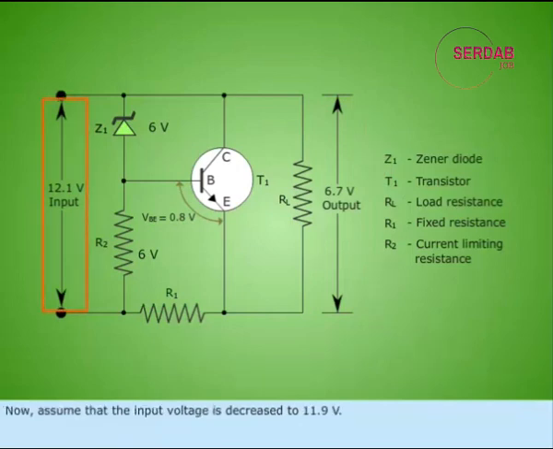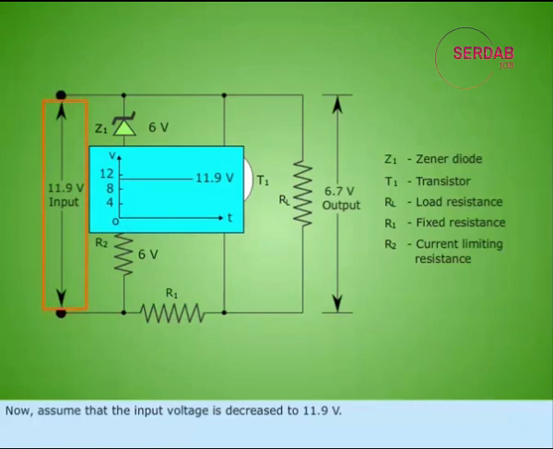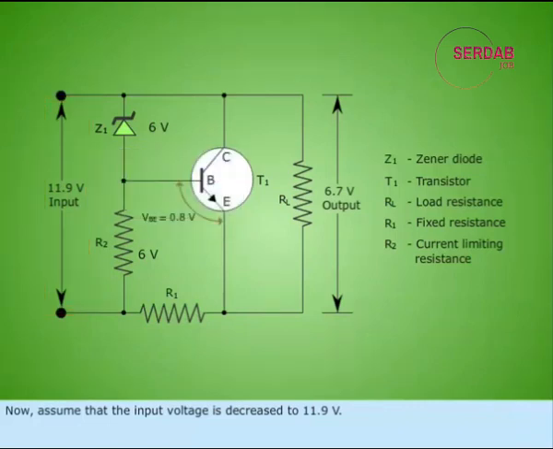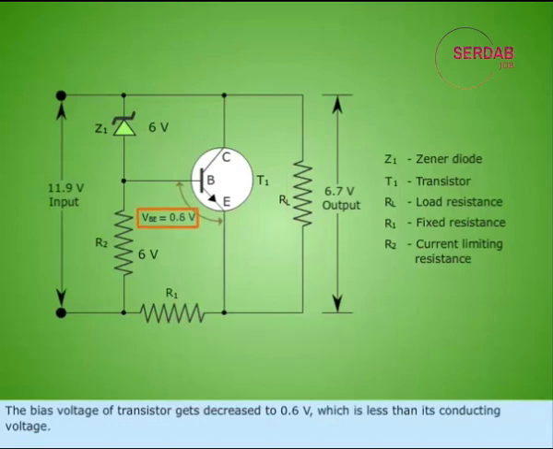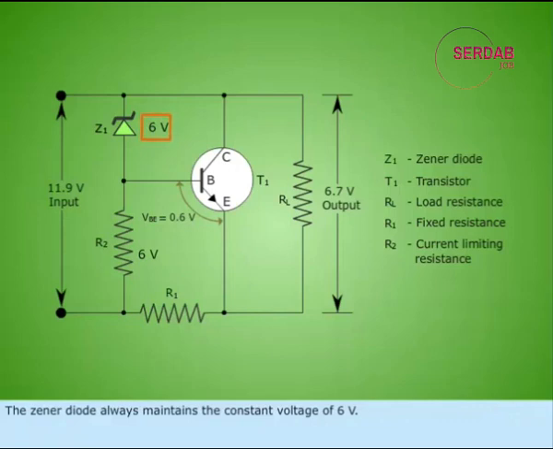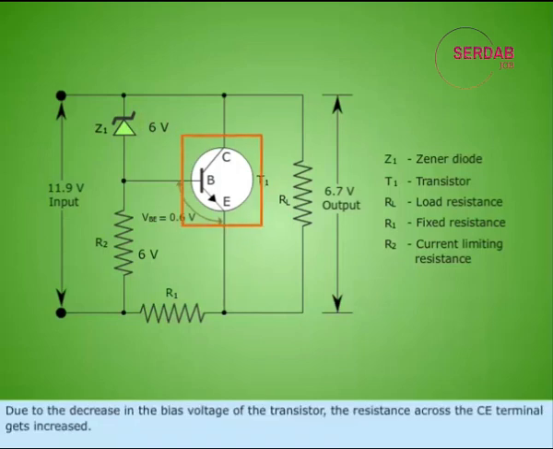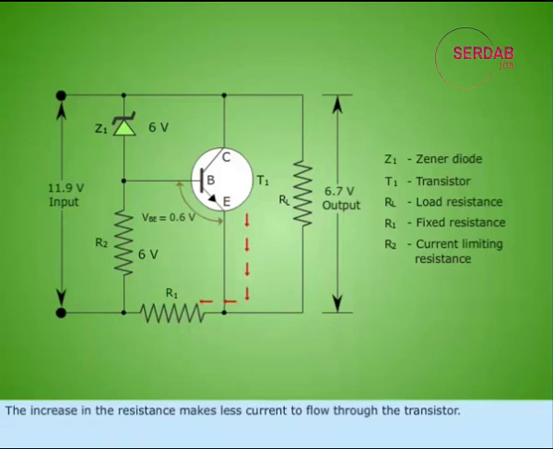Now, assume that the input voltage is decreased to 11.9 volts. The current across load gets increased momentarily. The bias voltage of transistor gets decreased to 0.6 volts, which is less than its conducting voltage. The Zener diode always maintains the constant voltage of 6 volts. Due to the decrease in the bias voltage of the transistor, the resistance across the CE terminal gets increased. The increase in the resistance makes less current to flow through the transistor.